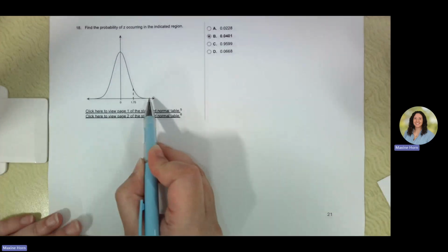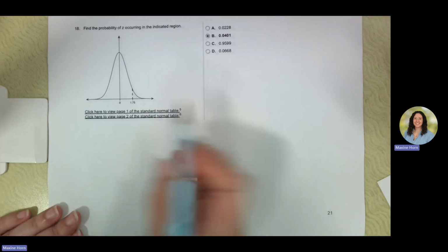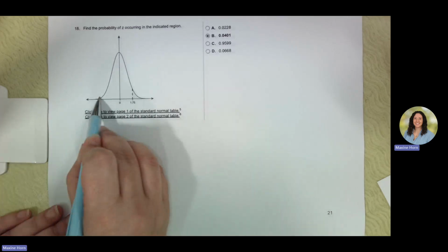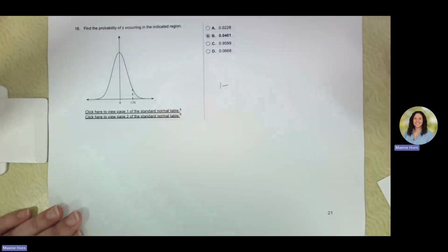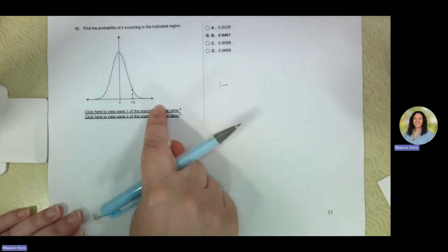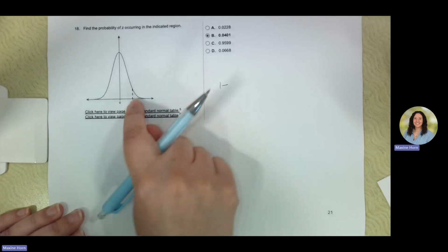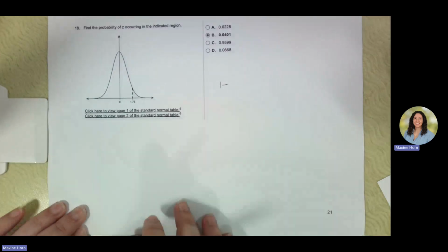So what we're going to do is find the probability to the left, because remember the chart only gives us the area to the left, and we're just going to subtract it from 1, because remember the area under the whole curve is 1. So if I find this section and subtract it from 1, I'll get this section here. Okay, so again, let's go to the chart. We're looking for a z-score of positive 1.75. So I'm going to go 1.7 and then 0.05.